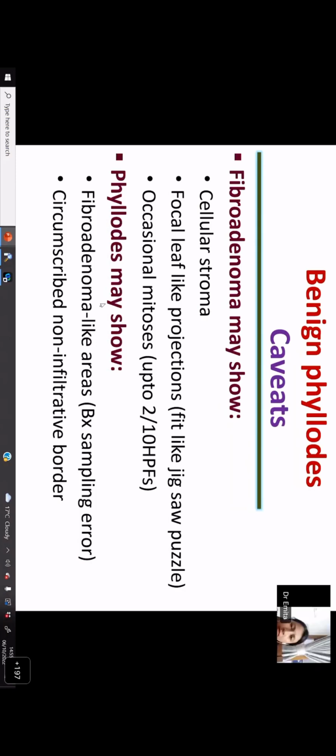In contrast, benign phyllodes tumor can show fibroadenoma-like areas within it. So on a needle core biopsy, it can be missed because you can have a sampling error. It may look like fibroadenoma, but it was actually phyllodes tumor. And that's why the triple approach comes in; I'll show you how you take these cases forward. The phyllodes tumor can be circumscribed with very little or non-infiltrative margins. And that is why we have a significant inter-observer variation in differentiating cellular fibroadenoma from benign phyllodes tumor.